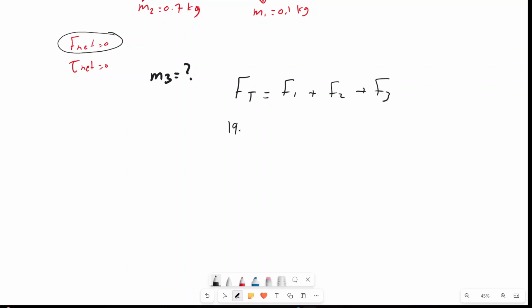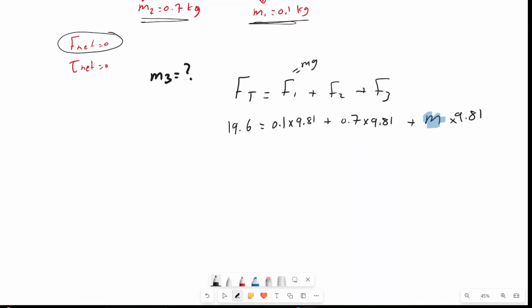Ft is 19.6, equals F1. How much is it? I don't know F1, but I know M. If you know M, that's okay, because 0.1, that's the mass, multiplied by gravitational acceleration will be force, because I know force means mg. Okay, plus F2, I know the second mass, which is 0.7 times 9.81. That's the second force. And the third force will be M3, which I don't know how much it is. I have to find it. Multiplied by, again, gravitational acceleration, 9.81.